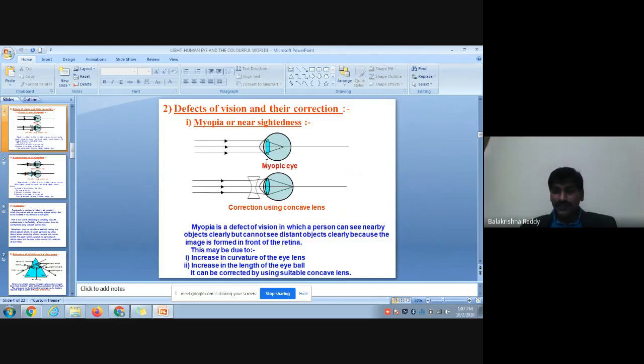So the curvature has increased in that case, therefore there is an increase in the length of the eyeball. If the length of the eyeball increases, what will happen usually? The image will not form on the screen since the lens has this space. To avoid forming the image in front of the retina, and to have the image on the retina, we have to correct this. What happened? The light rays have converged before the screen.